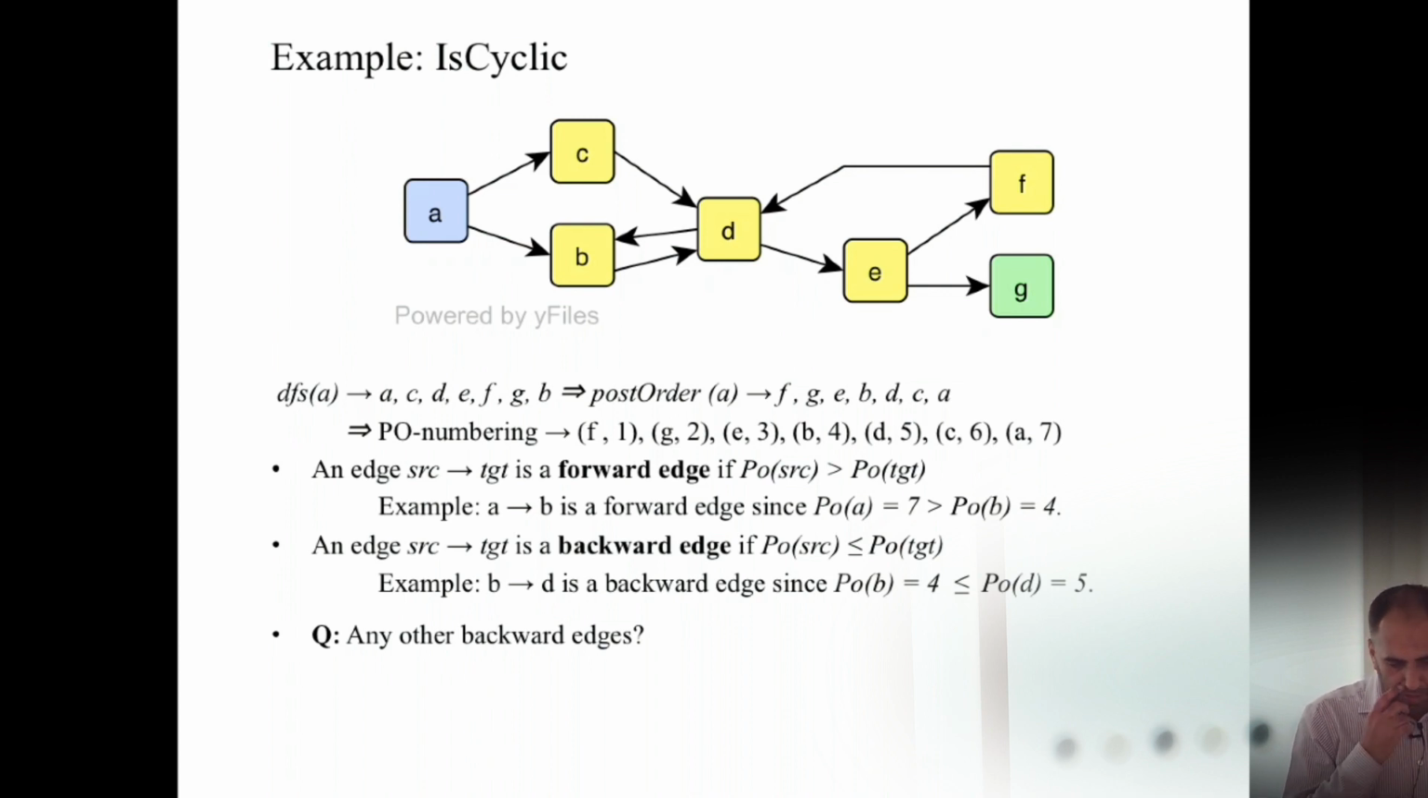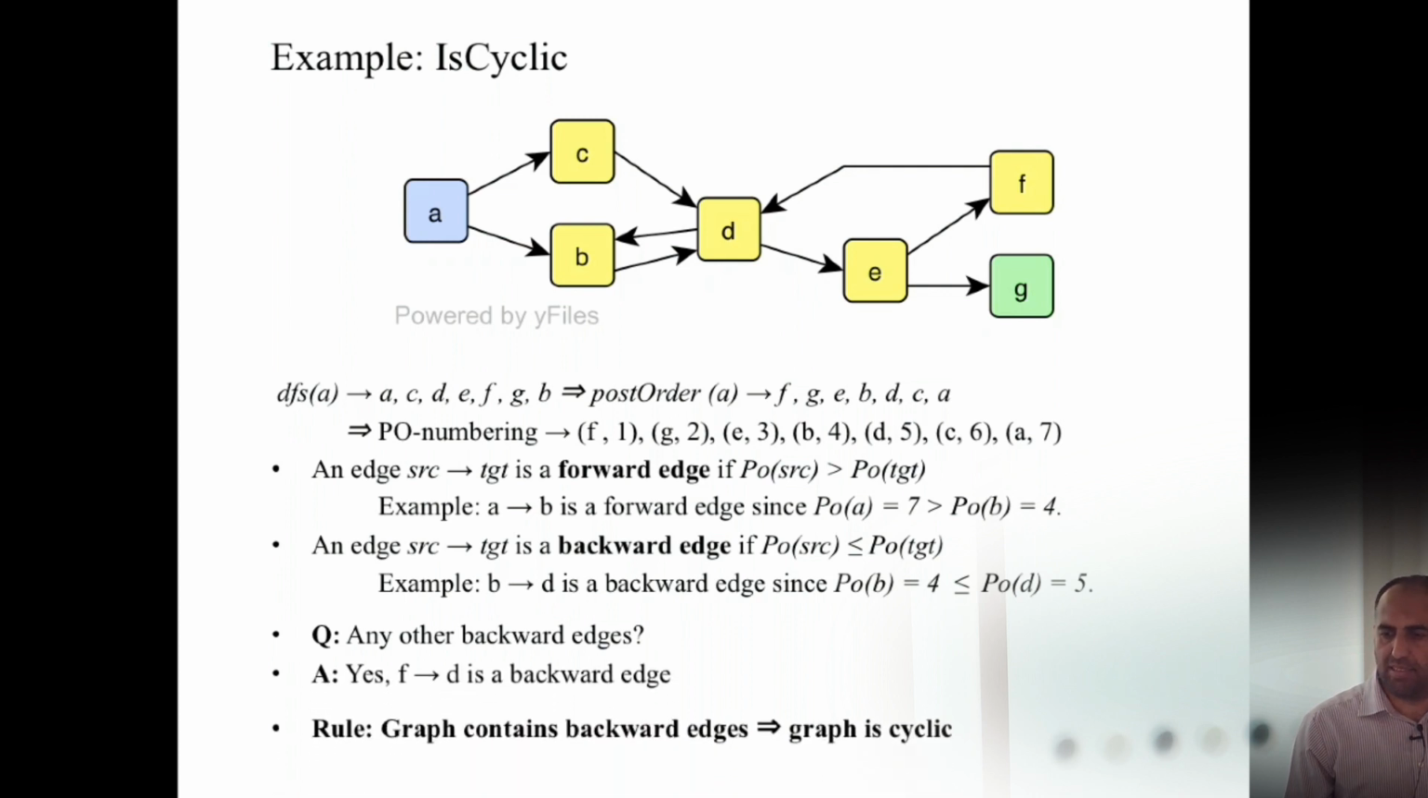Okay, so we saw some of the backward edges here, and then there was a question: can you find any other backward edge? Anyone? Yeah, I think I already told you, F to D. Okay. And the simple thing is, I already told you that if a graph contains backward edges, then it's a cyclic graph.